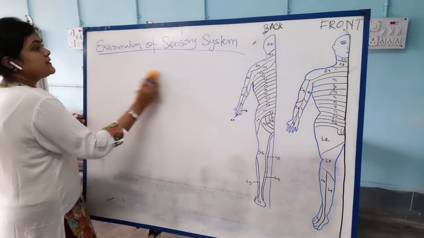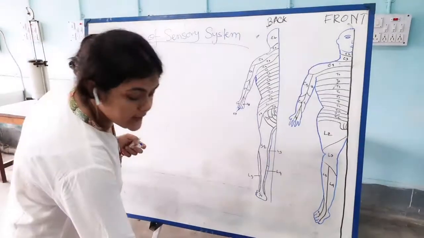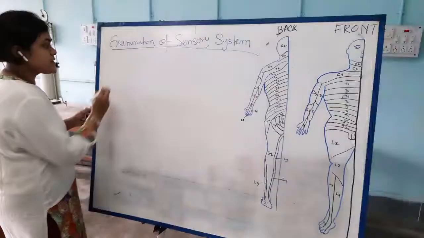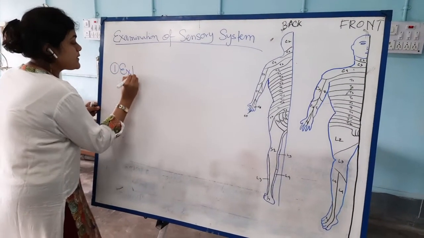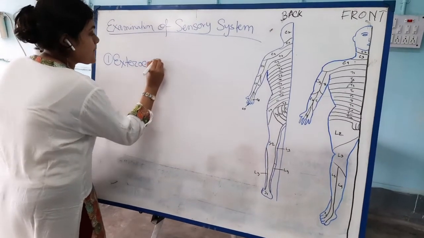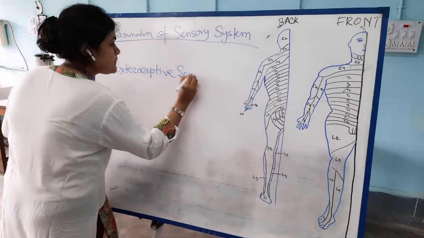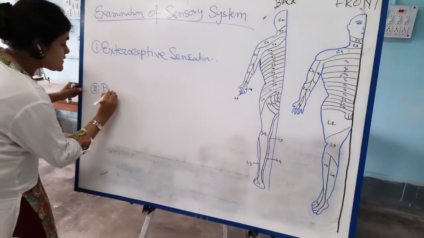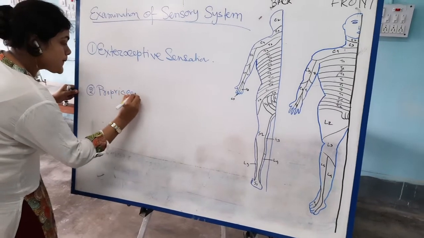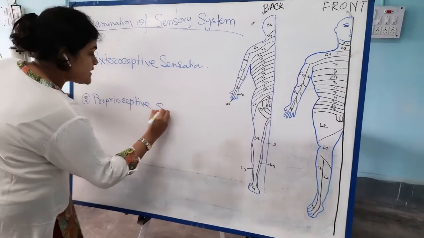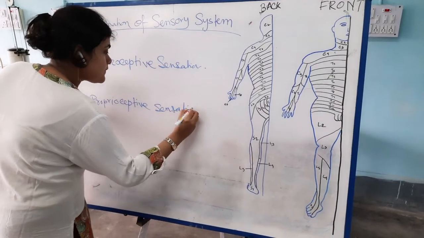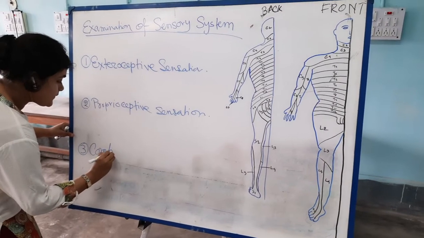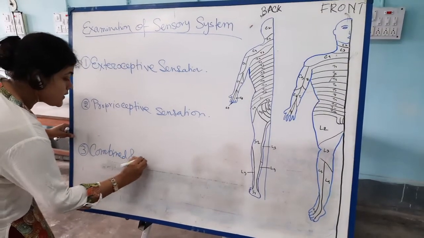So, in our sensory system, there are multiple modalities that we already know. We can grossly categorize them into mainly three groups. First one, exteroceptive sensations, then proprioceptive sensations, then comes combined and cortical sensations.